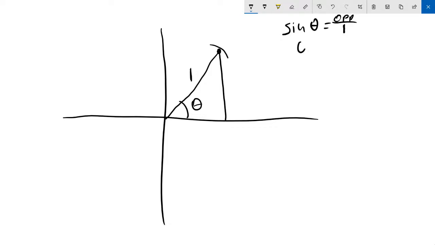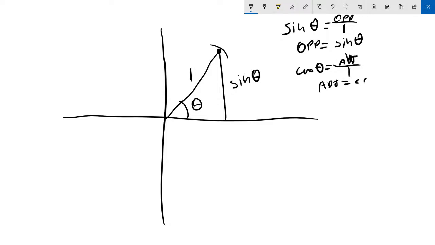And then what you would be able to figure out is that the opposite, this side over here, is actually equal to sine of theta. And so you could put that in over here: this length is sine of theta. And then on this side over here, you can do the same thing with cosine of theta, which is equal to the adjacent over 1, which shows you the adjacent is equal to cosine of theta. And then you would know that this side is cosine theta.